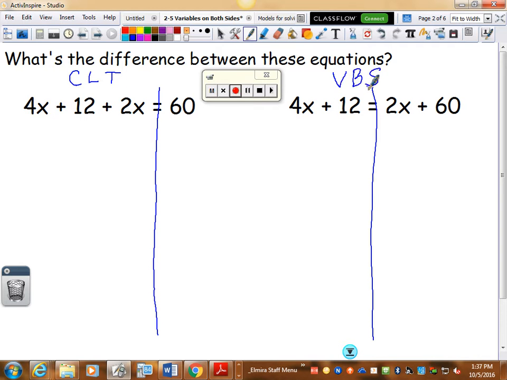The reason I'm showing them to you on the same screen at the same time is because students often confuse these two types of problems. So I want to give you a fun way of looking at these problems to determine what strategy you're going to use to solve them. I want you to think of a battle, and you have warriors on each side of the battle.